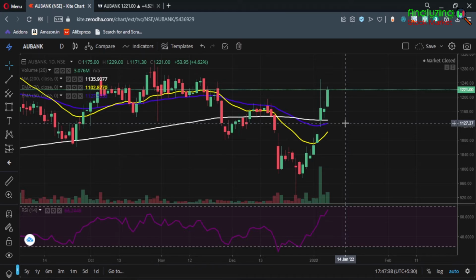Okay, so let's move to our 1 hour chart and let's see what is going to happen on Monday according to its Friday's closing. So here I have opened the 1 hour chart.